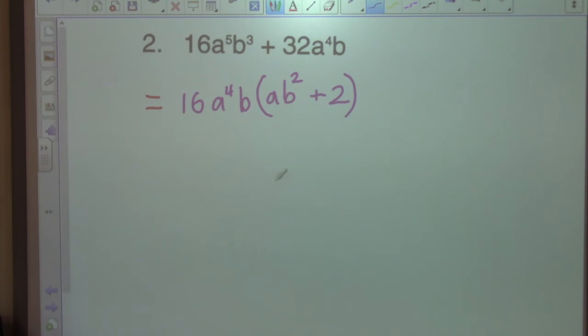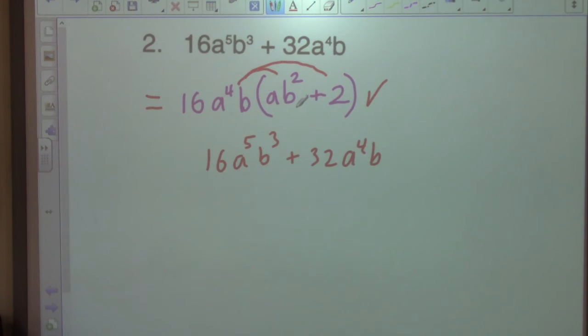So if we multiply these back together, I hope you can see, if we multiply this by this, we're going to end up with 16, excuse me, I put 16 there. We'll end up with 16 a to the fifth b cubed plus, and we just have this 2 times the 16, everything else is the same. So we have 32 a to the fourth b. And so this checks out, so that's our answer.